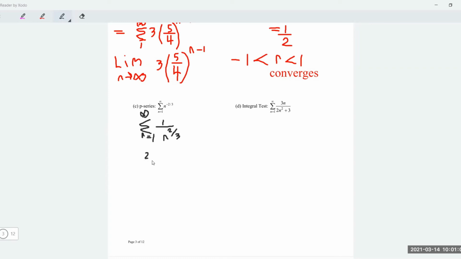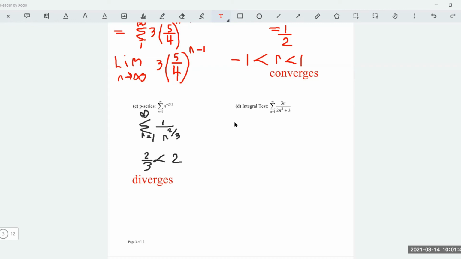But look at this. 2 over 3 is less than 2. So since 2 over 3 is less than 2, this one diverges by the P-series method. That's known as the P-series method. If you don't want to use the P-series method, you can go ahead and use D'Alembert's ratio test. So this one diverges. For verification, check it out in Symbolab.